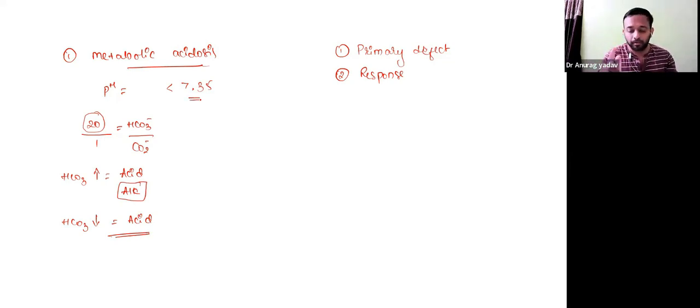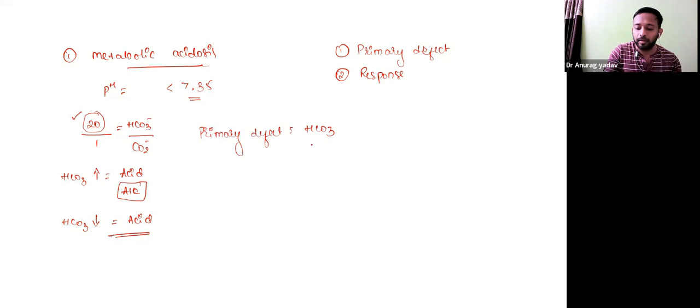First thing, if you want to tell metabolic, then it should be a change in the bicarbonate, the primary defect. The primary defect is bicarbonate, that is, there is less amount of alkali. When there is low alkali, then definitely the acidic defect is a decrease in bicarbonate levels.